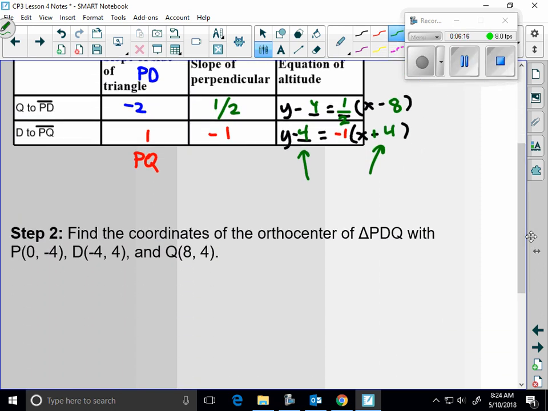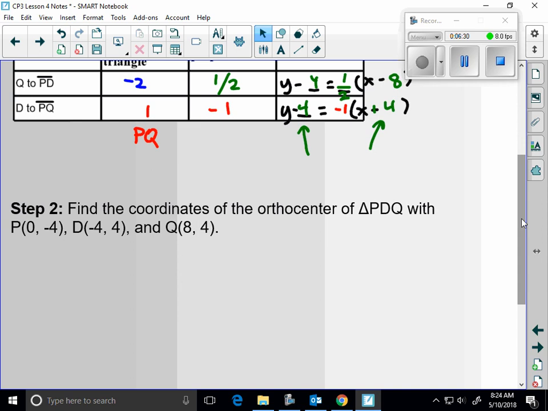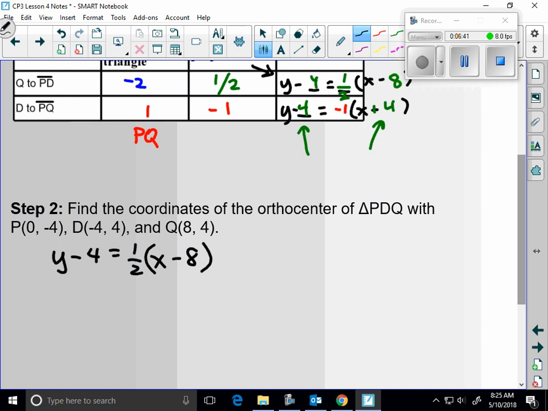So let's find the coordinates of the orthocenter. These two equations I'm going to use to find the coordinates of that. So let me rewrite them in a form that might look a little bit more familiar. The first one is y minus 4 equals 1/2 (x minus 8). And the second one is y minus 4 equals -1 (x plus 4).